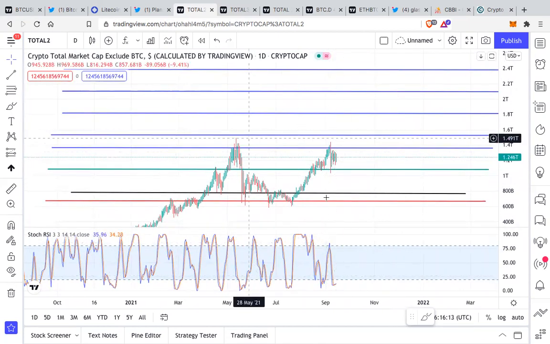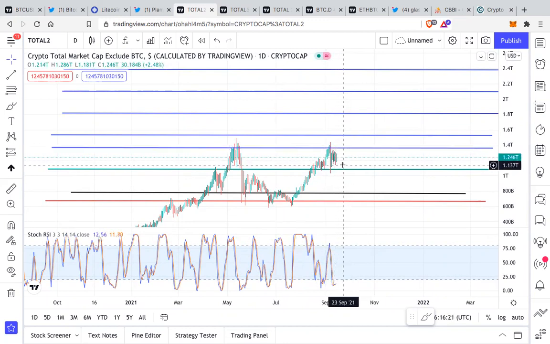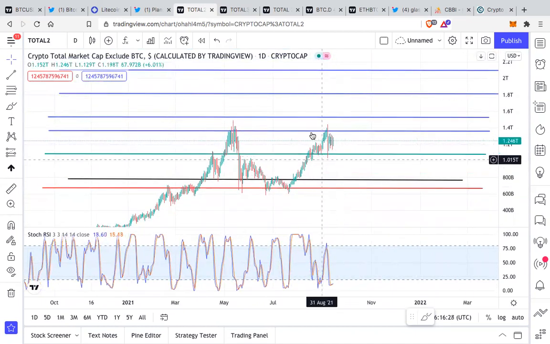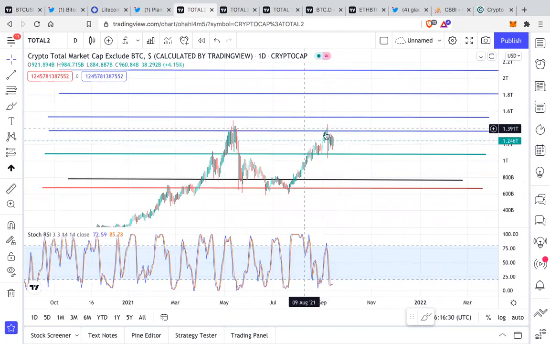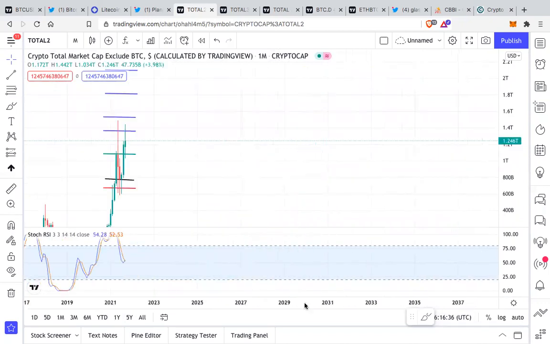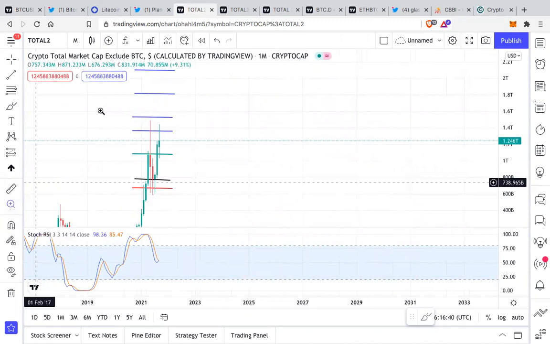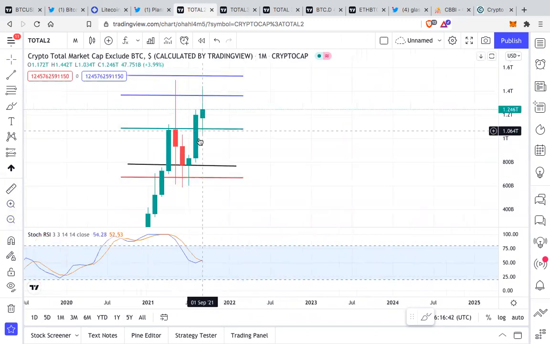So if you look on the daily, we retested its previous all-time high at $1.36 trillion. We are now consolidating below it, but we are looking bullish on the total altcoin cap, excluding Bitcoin. So excluding Bitcoin, the total altcoin market is looking very healthy if you look on the daily. If you look on the monthly, you will understand it better. Just look at this monthly chart.